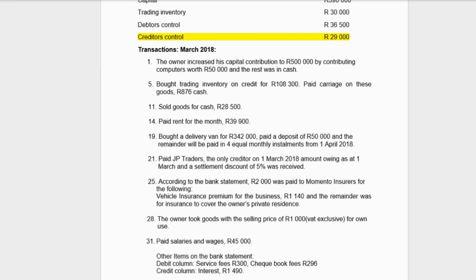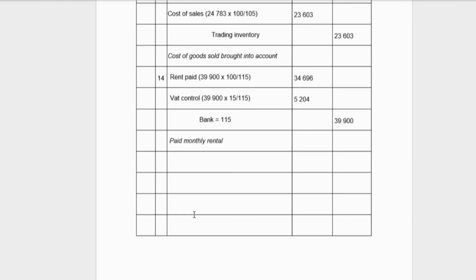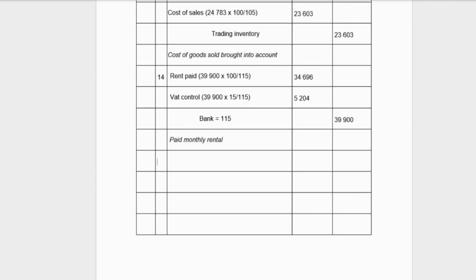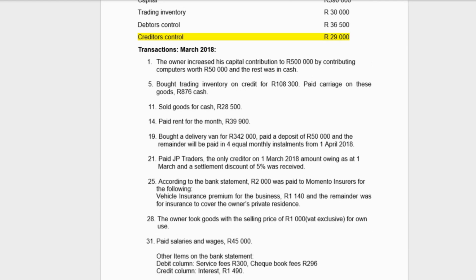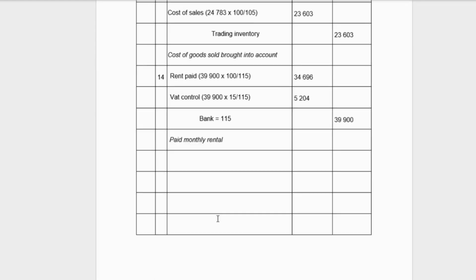Let's go to our answer sheet quickly. When did this transaction happen? Let's double check on the question. It happened on the 19th. So date 19. Since you bought on credit, the 2 accounts affected are going to be vehicles and creditors. First, we are accounting for the purchase of the vehicle. We are not accounting for the deposit now.